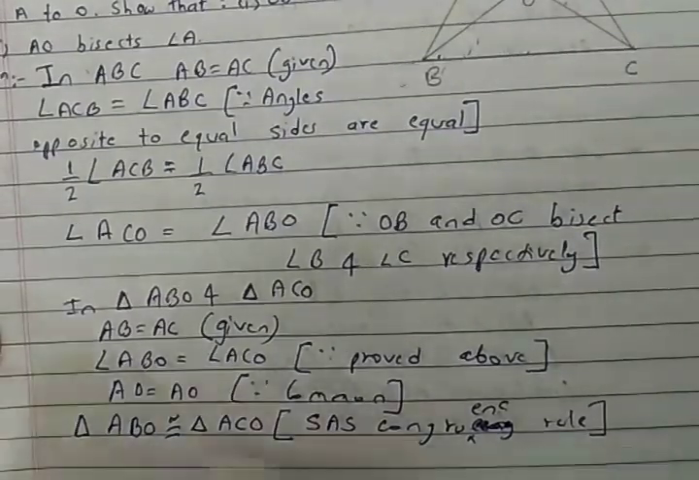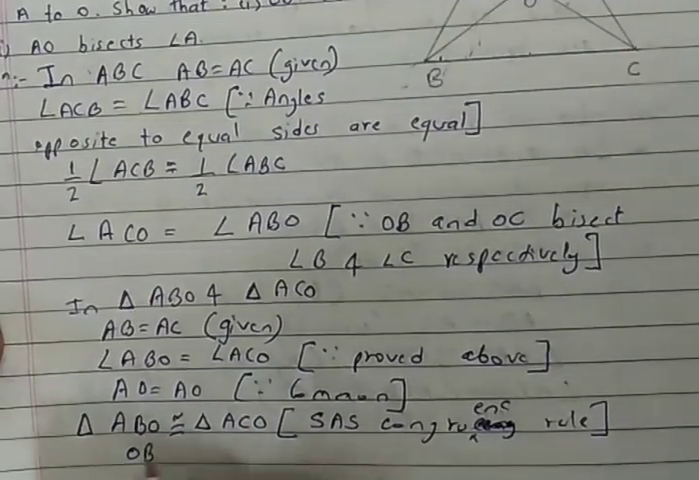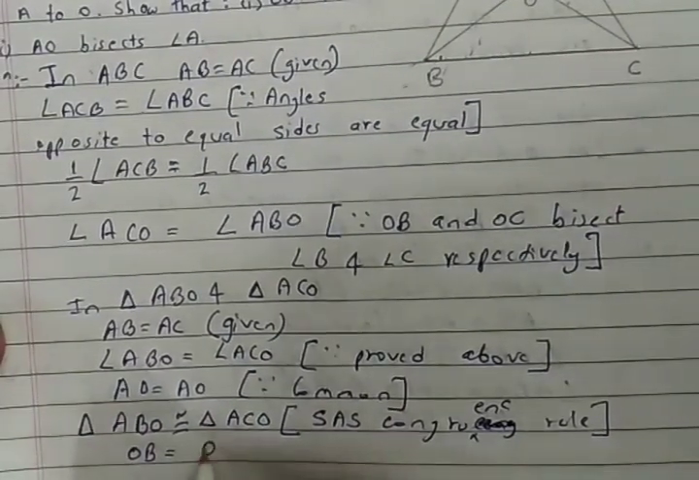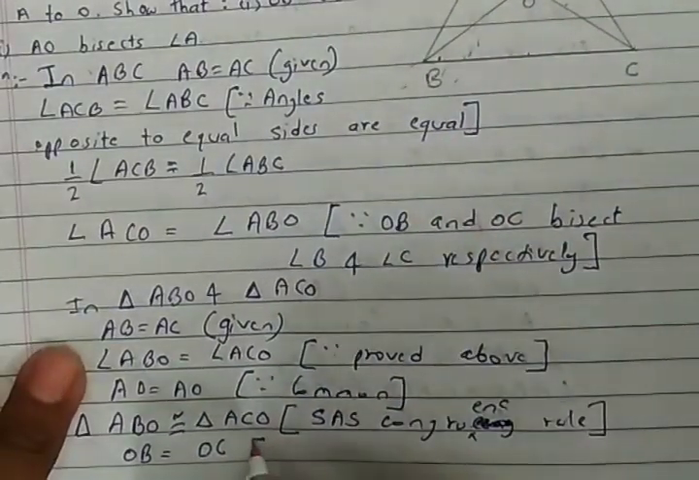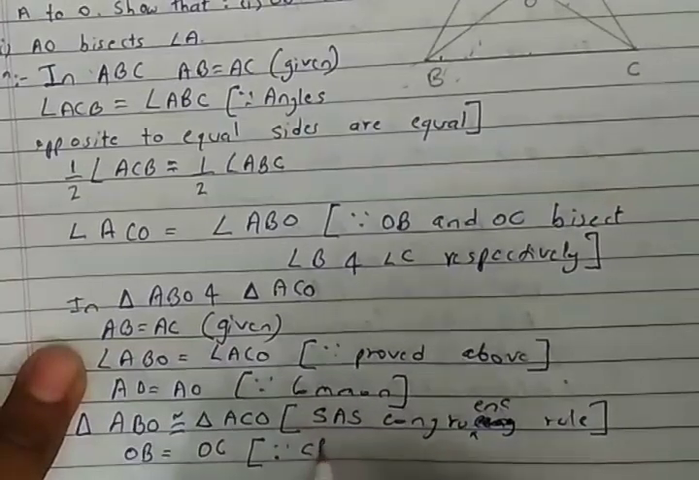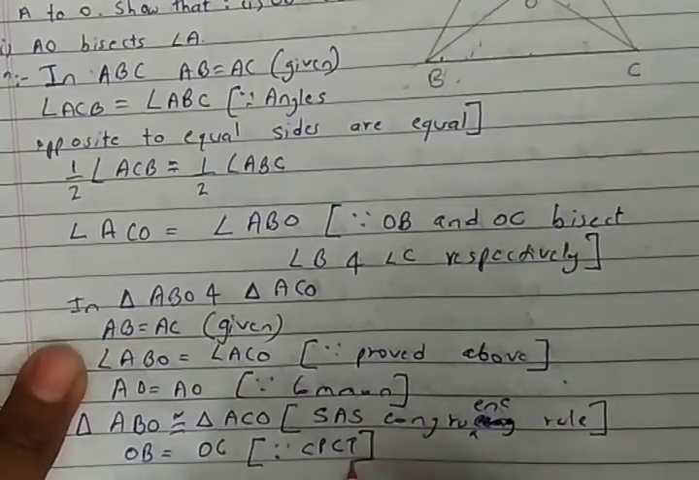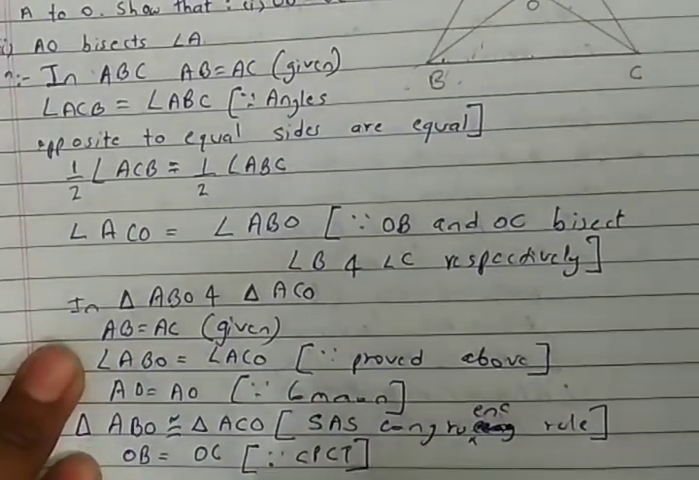Okay, and OB will be equal to OC. This OB will be equal to OC. How? Because of corresponding parts of congruent triangles, right?